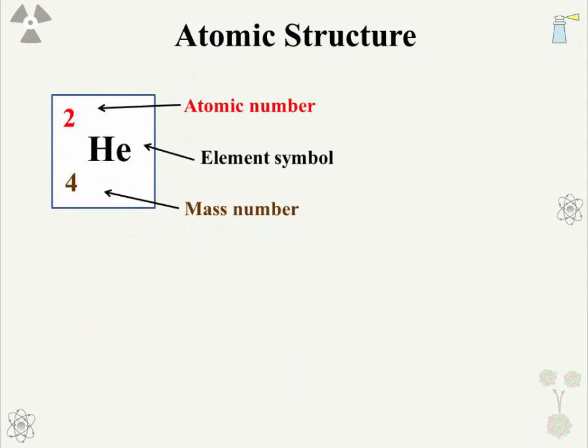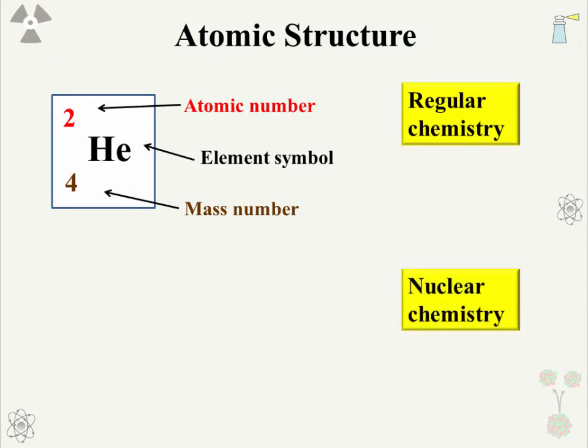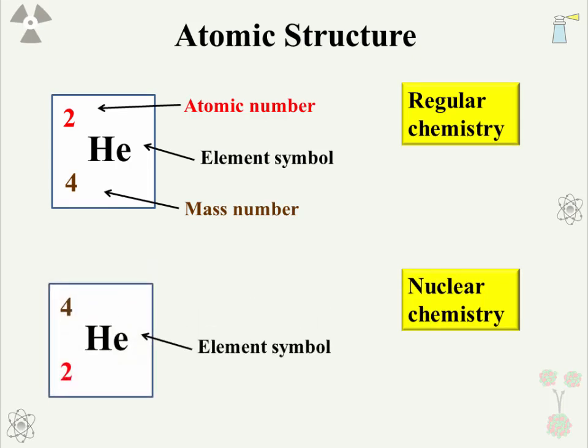While we have this construction for helium up, there's one area where regular chemistry and nuclear chemistry differ in how they present atomic number and mass number. In regular chemistry, the atomic number is on the top and the mass number is on the bottom. When dealing with the symbol in nuclear chemistry, the mass number is on top and the atomic number is on the bottom.